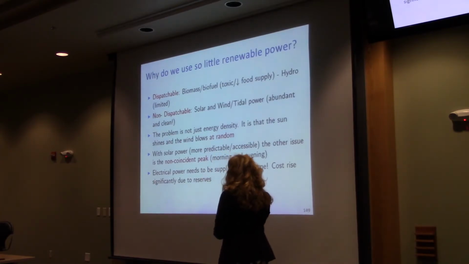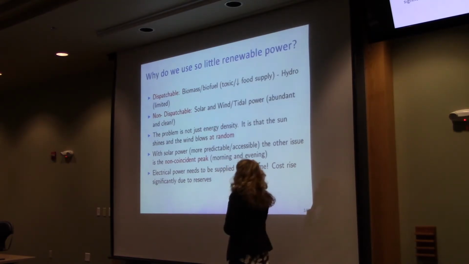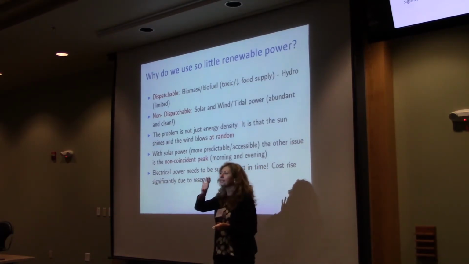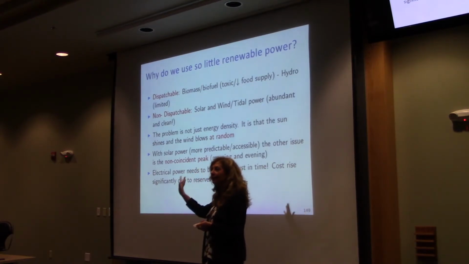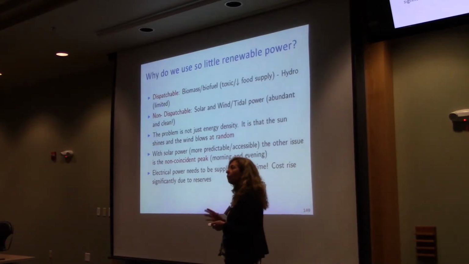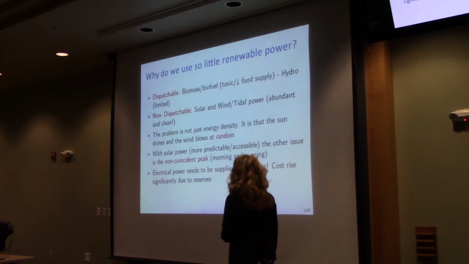So solar power has another problem. At least in sunny days, solar power is quite predictable, and you have weather predictions, and sometimes they're fairly accurate. But the problem of solar power is that there is this non-coincident peak of power in the morning and in the evening, and that causes problems in terms of what kind of generators can go up in that period and then suddenly shut down when you have a lot of sun outside. And so that's the real congestion problem, that the electrical power needs to be supplied just in time.